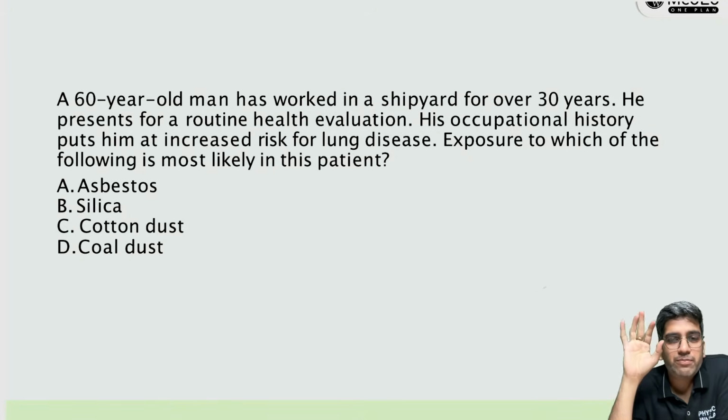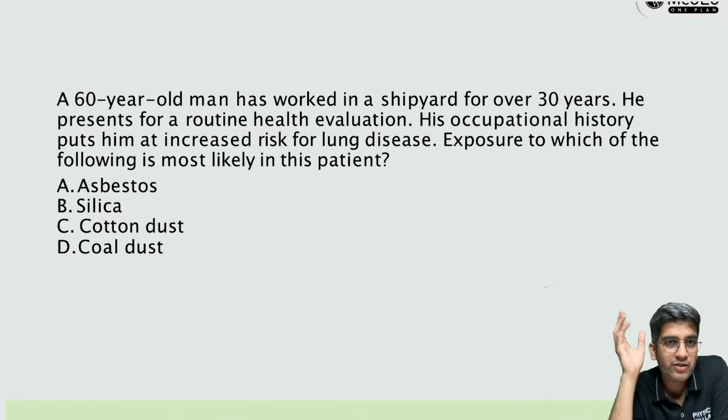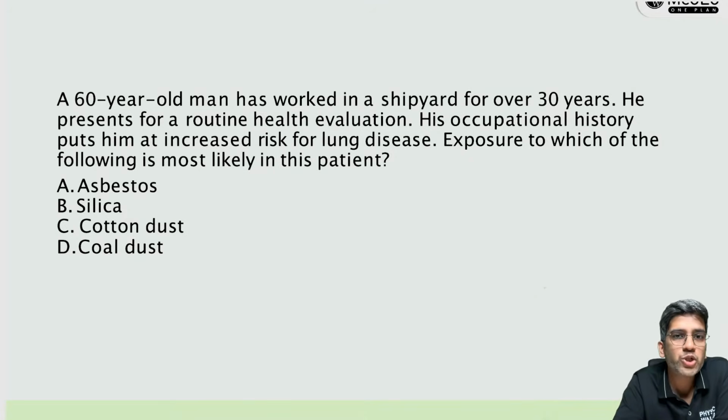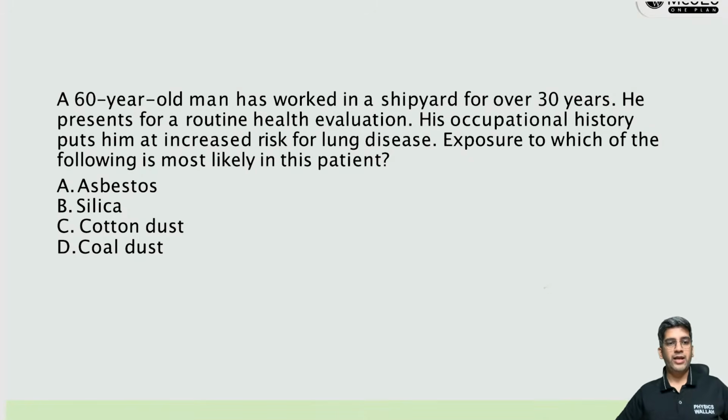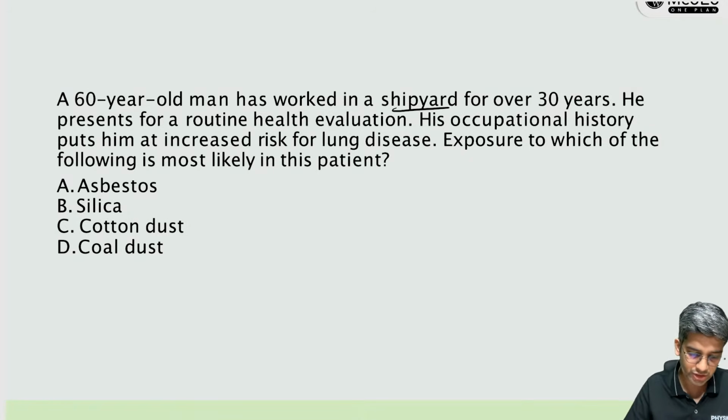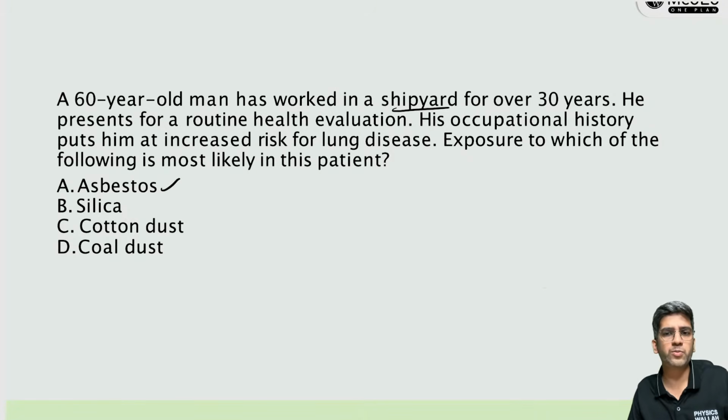A 60-year-old working in a shipyard, in the shipwrecking industry for 30 years, presents for a routine health examination. This occupation puts him at risk for a particular lung disease. Exposure to which of these four things is likely in this patient? Is it asbestos, silica, cotton, or coal? Shipyard, shipwreck industry, it is going to be asbestos fiber, right? They are going to get more exposed to asbestos fiber. Asbestosis is the right answer, right?